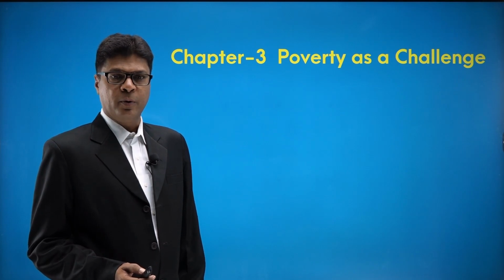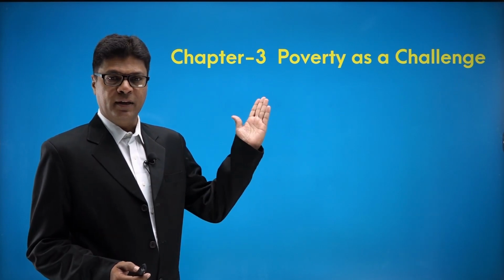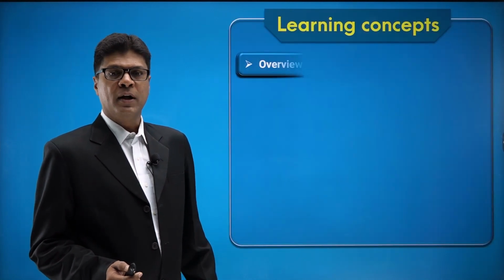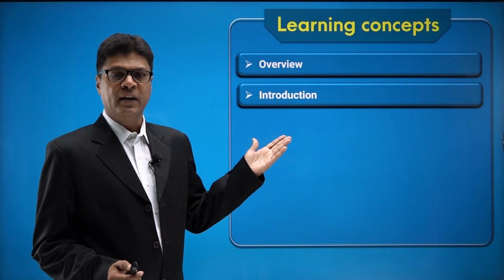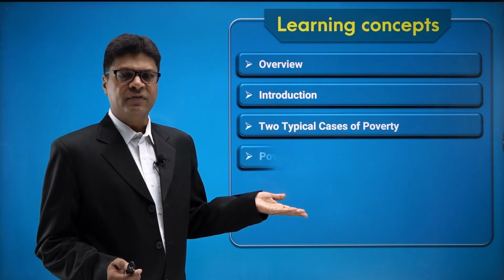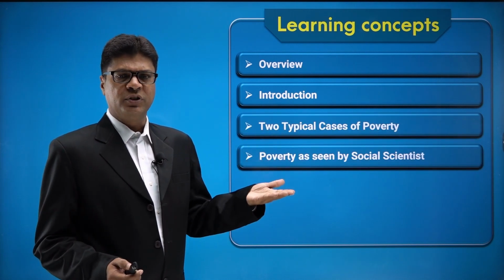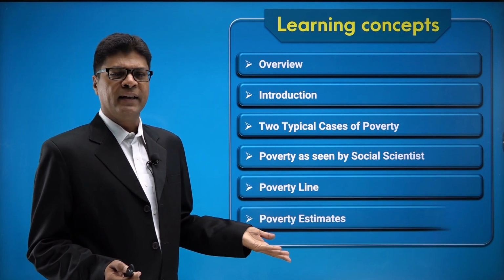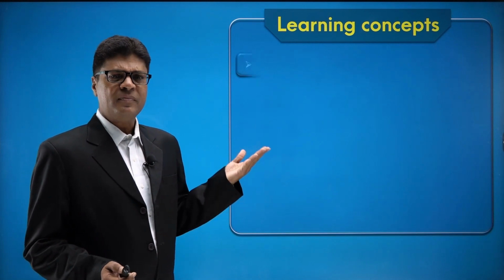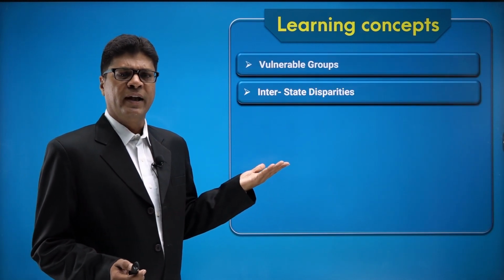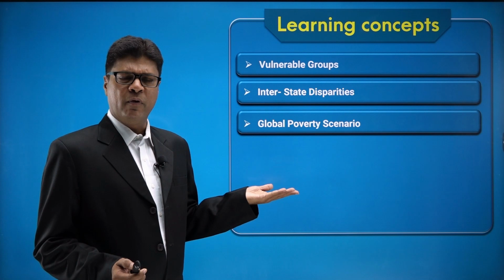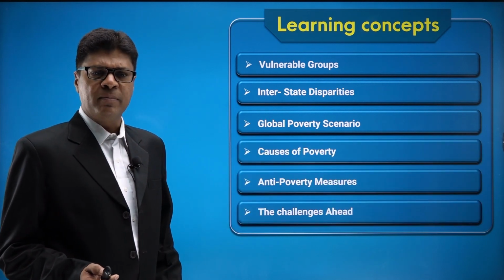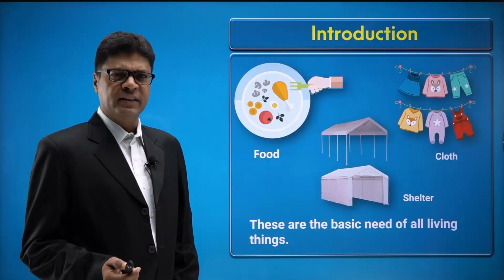Welcome all. Today we will start with chapter number 3, Poverty as a Challenge. In this chapter, we will discuss many concepts of poverty which we see in our daily life near to you. Two types of causes of poverty, poverty seen by the social scientist, what is poverty line, poverty estimates, vulnerable groups, interstate disparities, global poverty scenario, causes of poverty and anti-poverty measures, and many other concepts which we will discuss in this chapter.